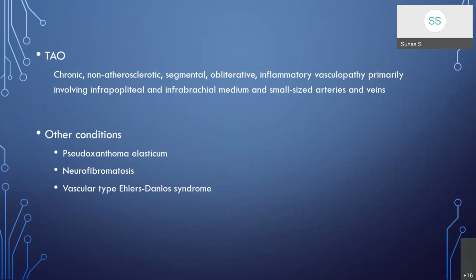TAO also affects medium and small vessels, especially infrapopliteal and infrabrachial. This also requires a lot of discussion, and I believe subsequently it is going to be discussed, so I'm not discussing much about TAO. So other conditions which can mimic medium vessel vasculitis include pseudoxanthoma elasticum, neurofibromatosis, and vascular type Ehlers-Danlos syndrome.